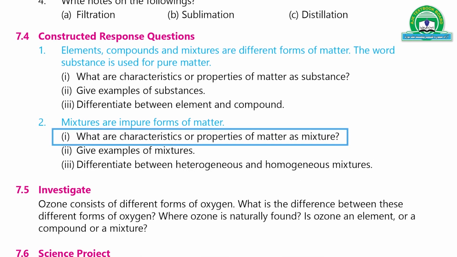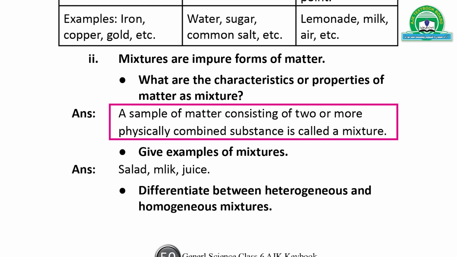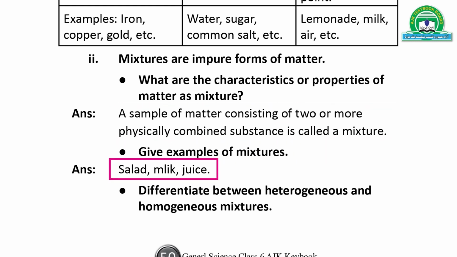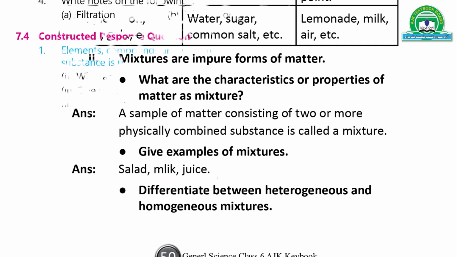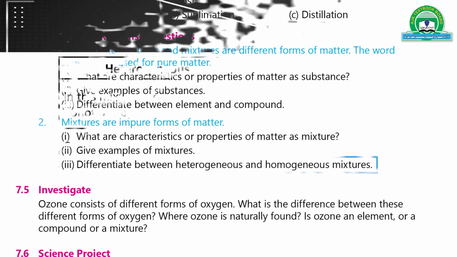What are the characteristics or properties of matter as a mixture? A sample of matter consisting of two or more physically combined substances is called a mixture. Examples: salad, milk, juice. Differentiate between heterogeneous and homogeneous mixture.